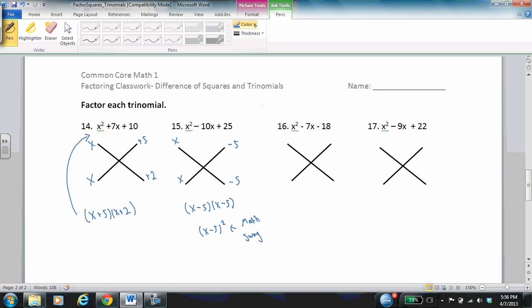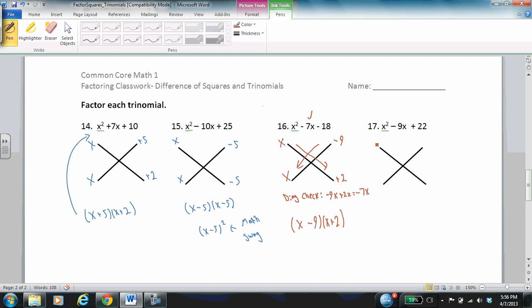Alright, number 16, let me change colors just because I like colors. X times x is x squared. And what are two things that multiply to give me negative 18 and could add to give me negative 7? How about negative 9 and positive 2? And again, on this one, I'm going to do the diagonals check just so you don't forget how to do it. Multiply across this diagonal. Negative 9 times x is negative 9x. Across this diagonal, x times 2 is positive 2x. When I add those two, I get negative 7x, which is, yep, what I need to start with. So this factors as x minus 9 times x plus 2.